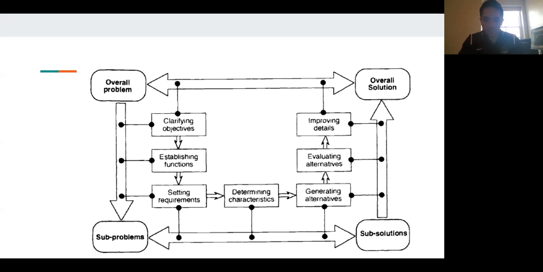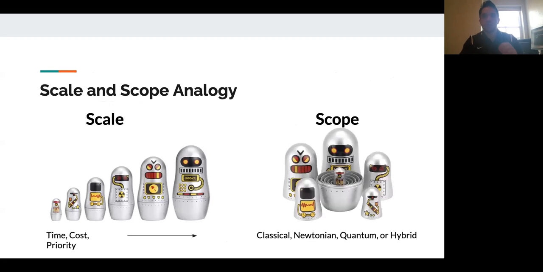The next thing I want to bring up, though, is scale and scope and its analogy. So scale is primarily involved with the time, cost, priority, and the magnitude of it. And so this relationship with Matryoshka dolls is that you have one doll that would encapsulate the next as it goes into the succeeding doll.